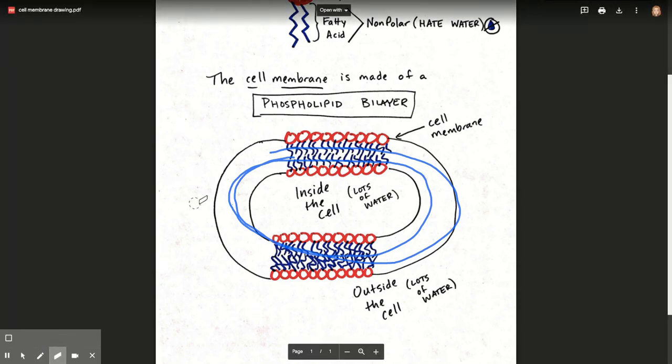We then notice that this inside area here is the area that doesn't face any water. And that's where the lipids are oriented, or placed. And that is the basic structure of the cell membrane. We're going to take a look at some more details in the next couple videos.